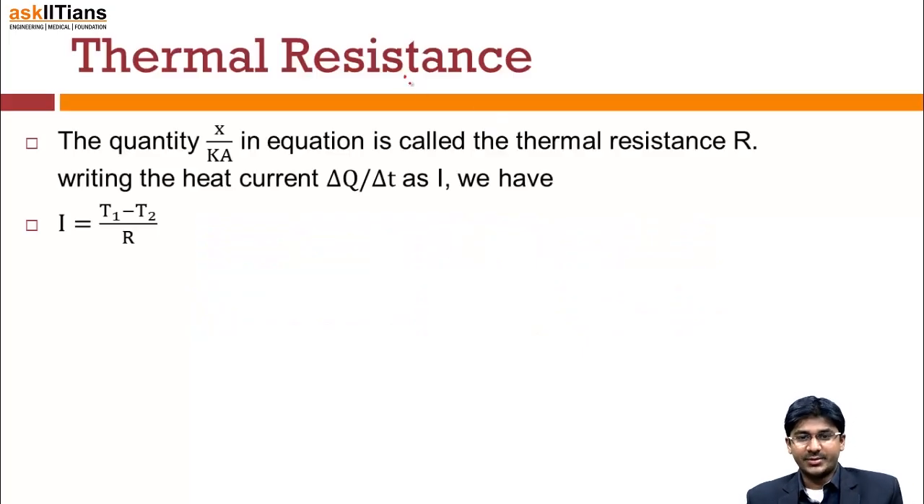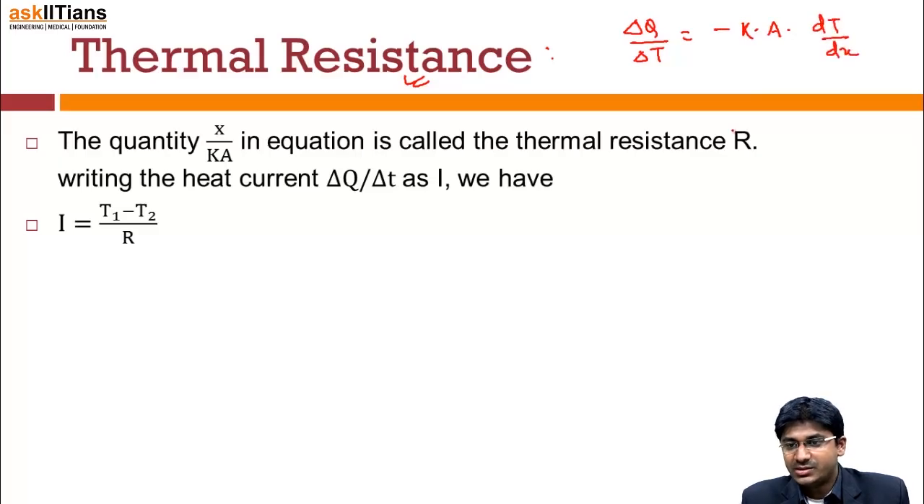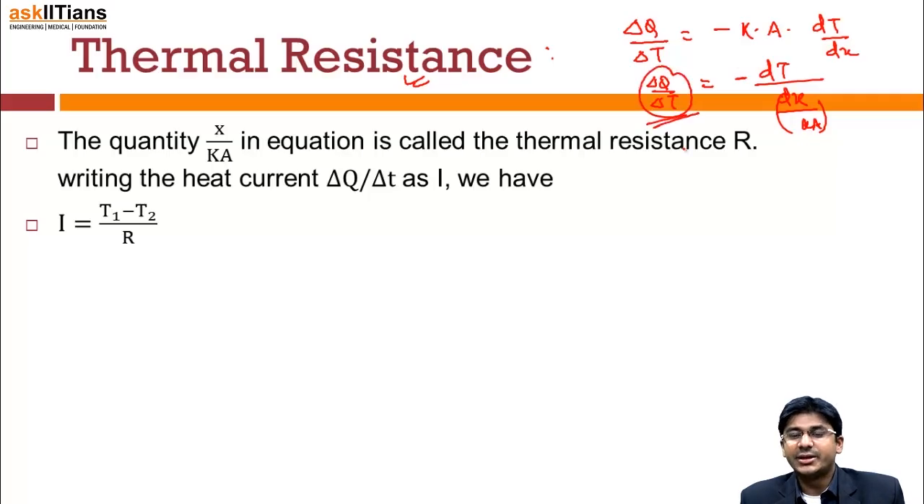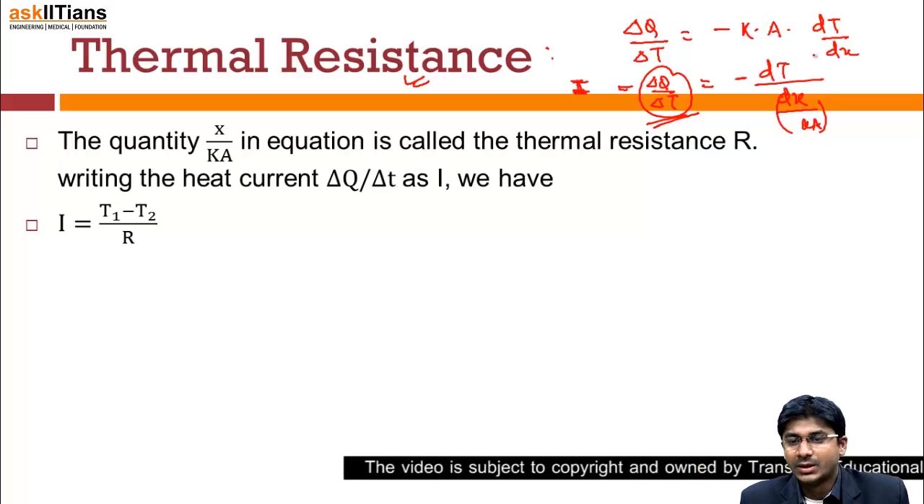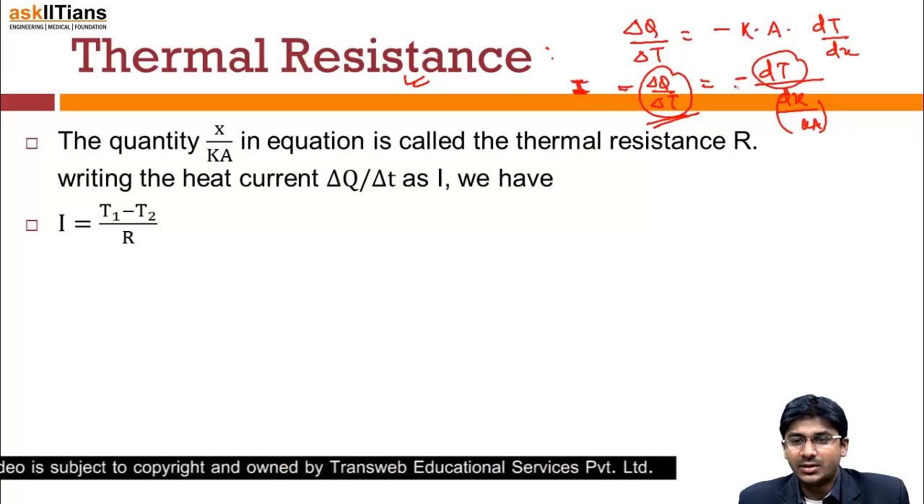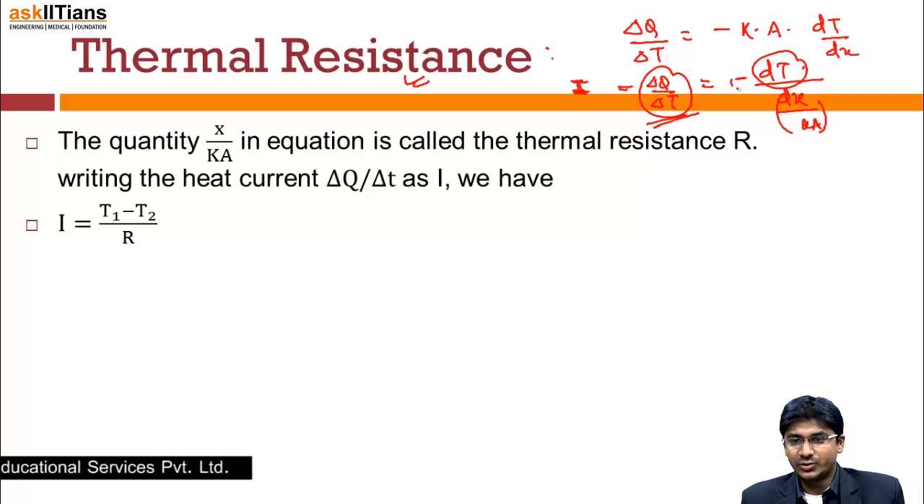Now what is thermal resistance? Is the first thing. Now if you remember, the formula that you had is this: dQ/dt = -KA dT/dx, right? We write it like this. Now what is this delta Q by delta t? It is the rate of heat flow. We consider this as the current. The heat current is I. This dT is the temperature difference. If you write it higher value minus lower value, it will be a positive one.